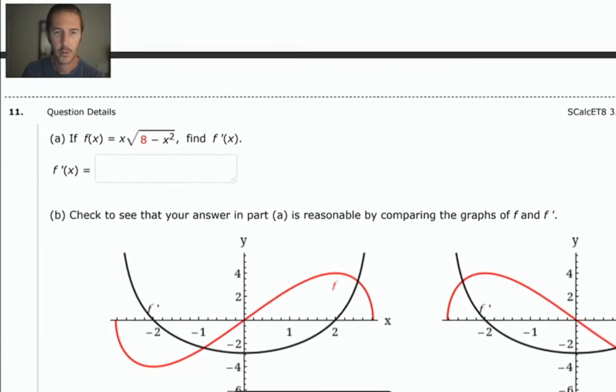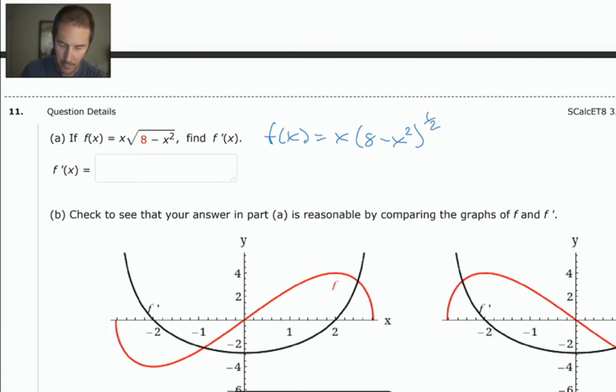Oh good, there's more. So this is a product because it's x times the square root. So x is your first function. The square root of 8 minus x squared is your second function. You'll use the product rule. And when you take the derivative of the square root of 8 minus x squared, you'll have to use the chain rule. Don't forget, rewrite this as an exponential equation first. Rewrite this as, well, mine would be f of x equals x times 8 minus x squared to the 1/2 power. And then apply the product rule to that. Here's your product right here.